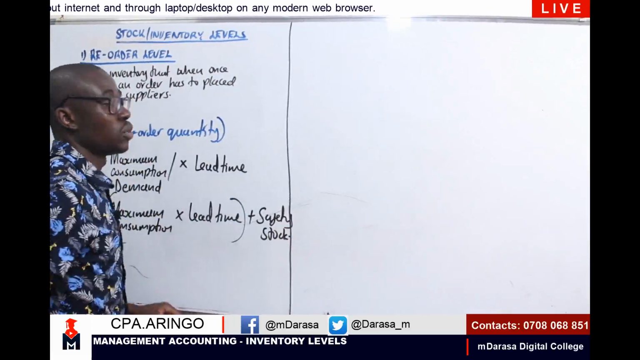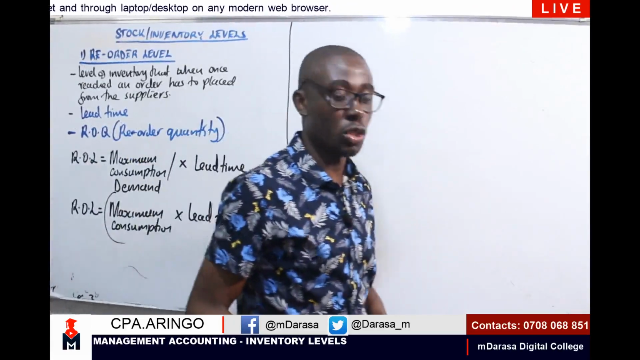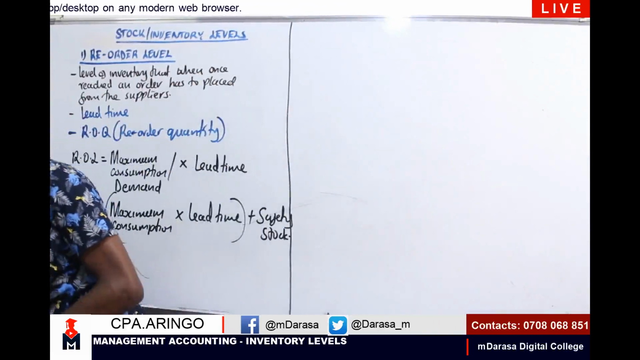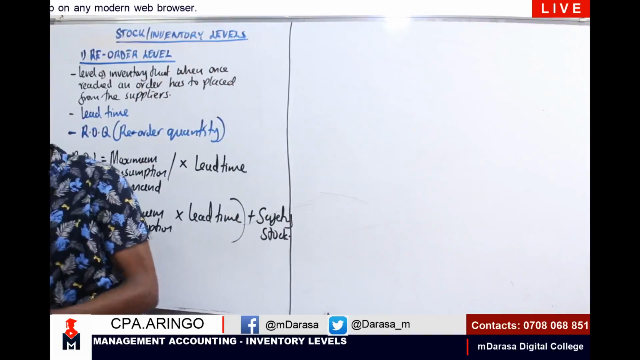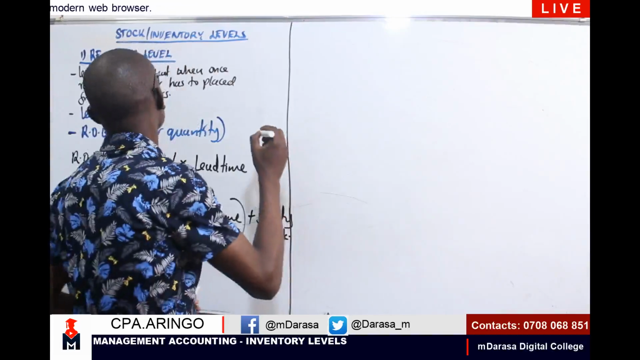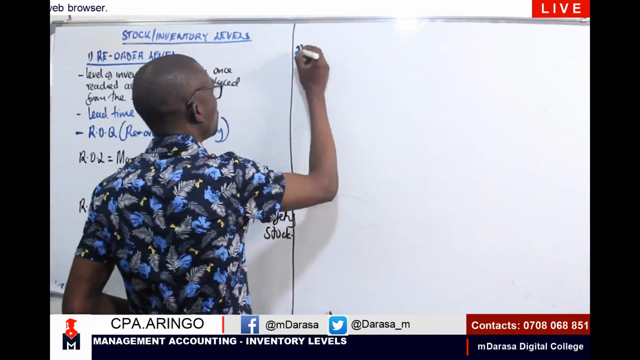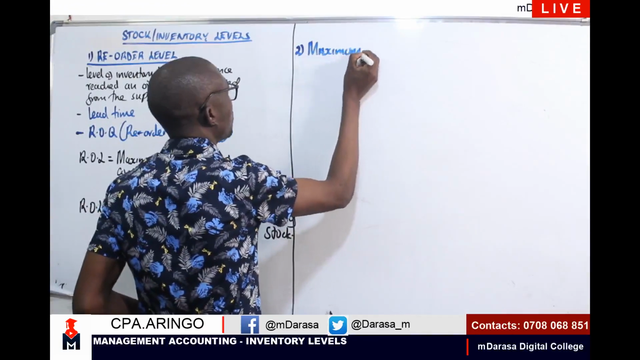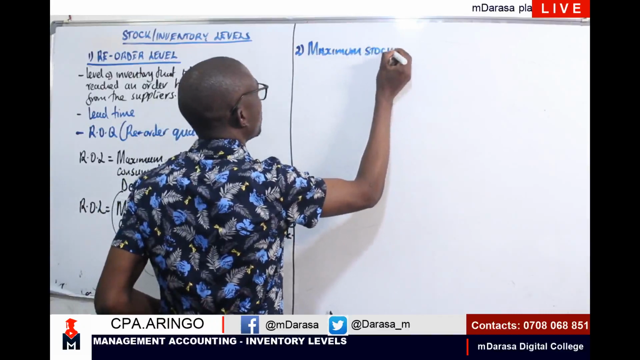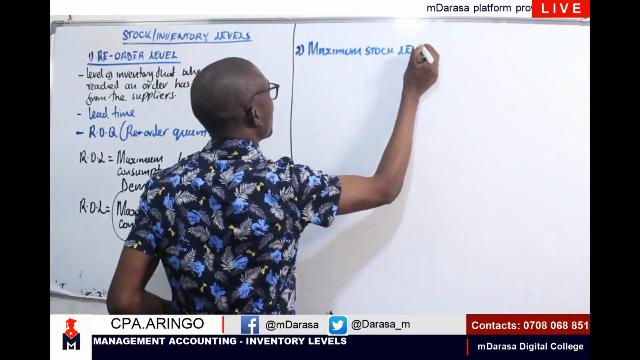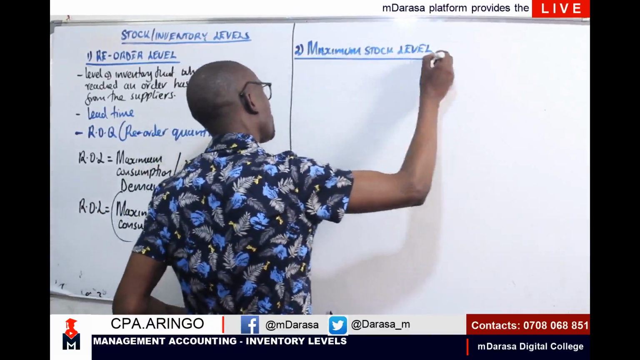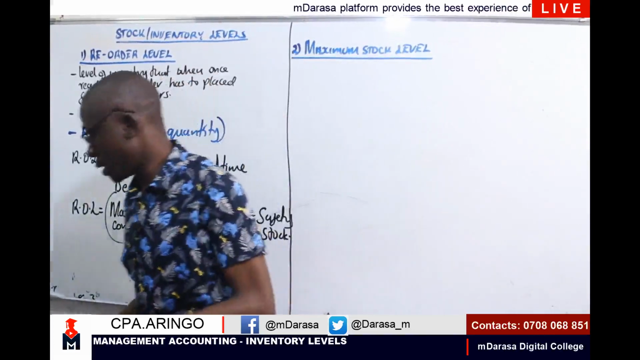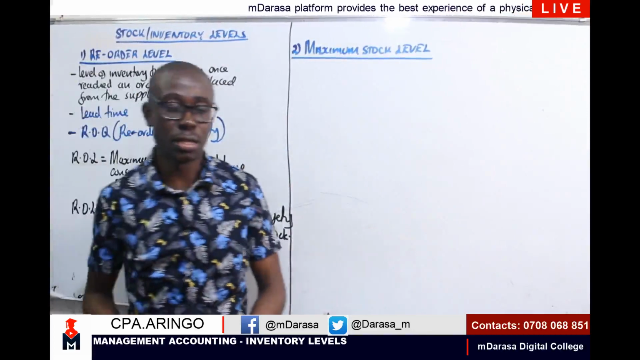So let's look at stock level number 2. In this case, I want us to look at what we normally refer to as maximum stock level. This was number 1; number 2 is the maximum stock level. Maximum stock level is what I want us to analyze and see what this entails.